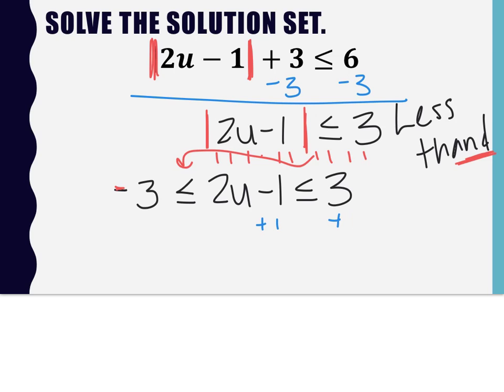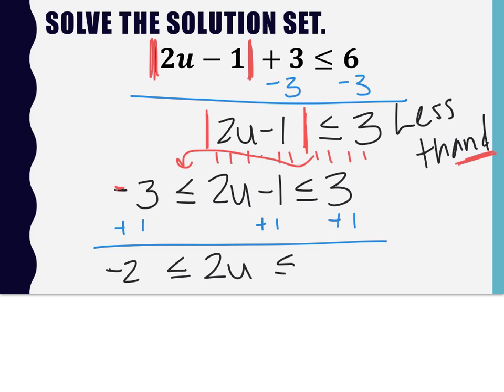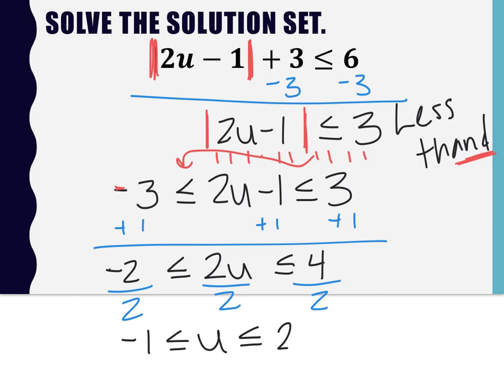Plus 1, plus 1, plus 1. Negative 3 plus 1 is negative 2. Our sign is still the same. It's still 2u. That sign's still the same. It equals 4 though. I'm going to go ahead and divide everything by 2. So negative 2 divided by 2 is negative 1. I divided by a positive, so my sign doesn't change. U is now by itself. Ta-da! So u is between negative 1 and 2.